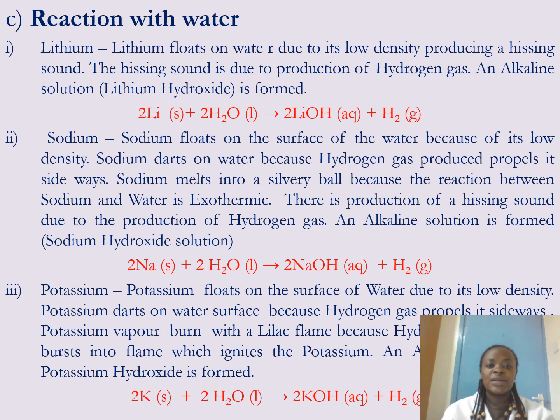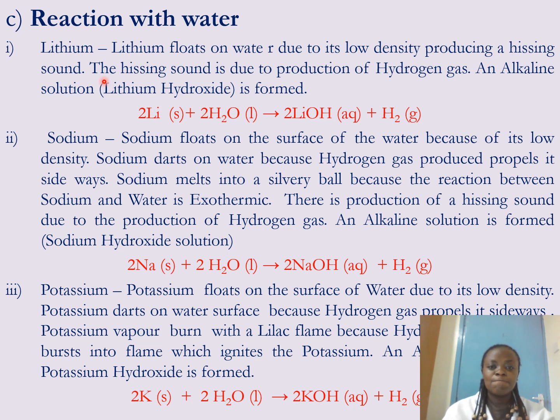The next chemical property of alkali metals we are looking at is the reaction with water. What happens when these metals react with water? We looked at this previously in a topic in Form 1, that is water and hydrogen. So we have a little knowledge on this, but let's look at what happens when these metals react with water.